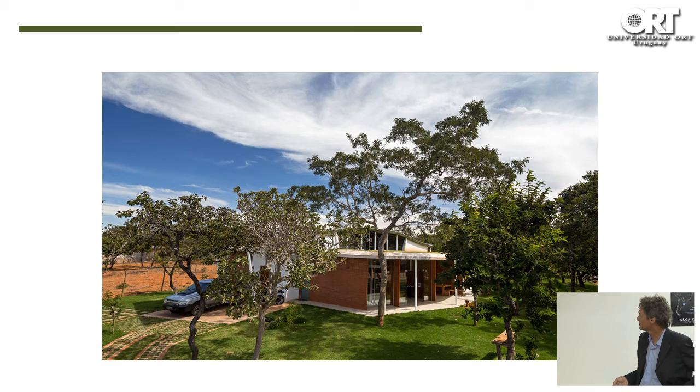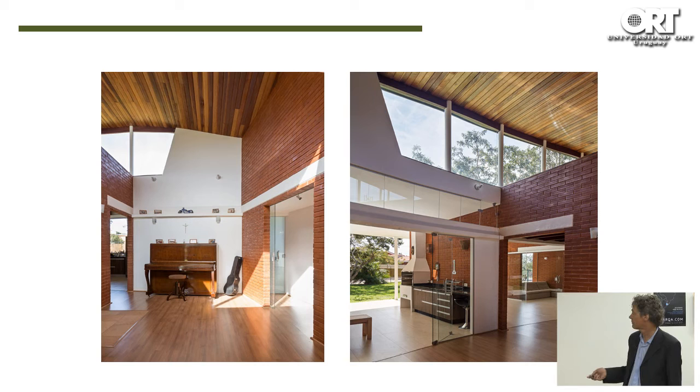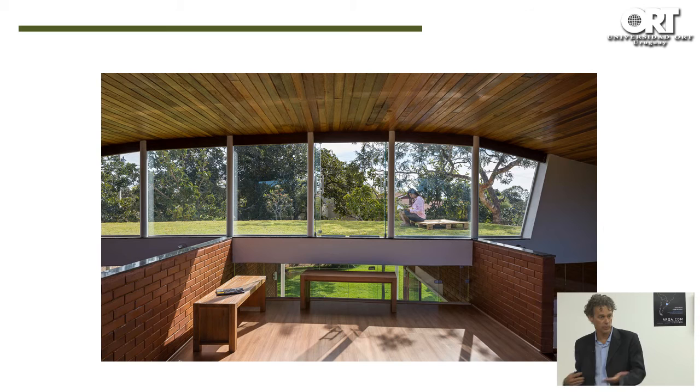So here you see it. What we did here, these are all ecological bricks. They don't go into the oven, so very low carbon footprint. A lot of wood, negative carbon footprint. And what worked very well here is the connection with the garden. We considered it, as you can see in the plan: space is continuous and not as little cells.